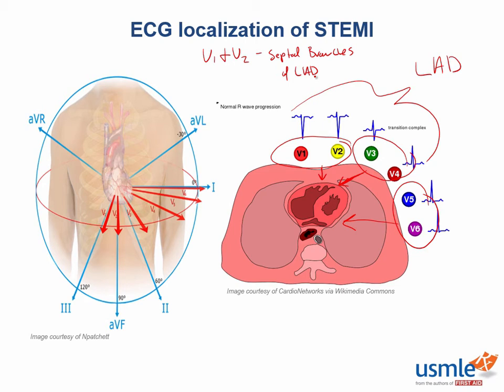Now, do you remember what supplies the anterior lateral wall of the left ventricle? There you go, that's also going to be the LAD as well as the left circumflex. So in this case, if you saw ST changes in V5 and V6, you'd be expecting anterior lateral wall ischemia, which is supplied by the LAD and the left circumflex.